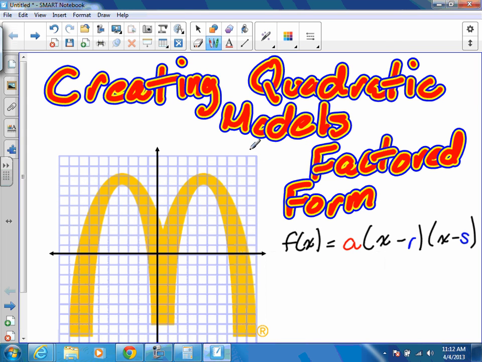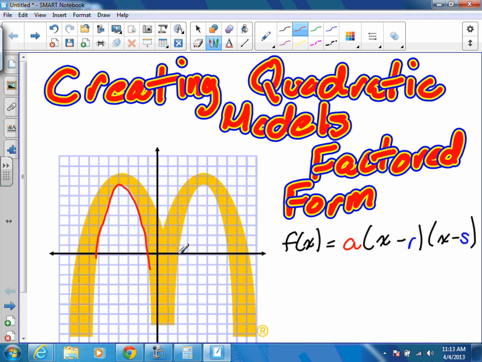Work on creating quadratic models, and specifically you're going to be using factored form. We'll do a very similar example with vertex form, which you guys have learned before also. What we're going to do is try to give an equation to the McDonald's arches. Okay? So, specifically, I'm going to use the arch at the bottom here.